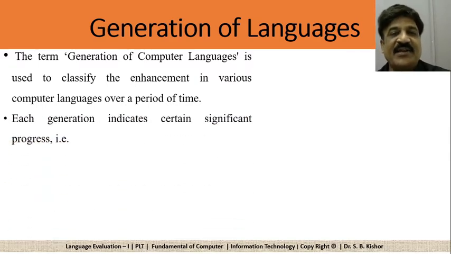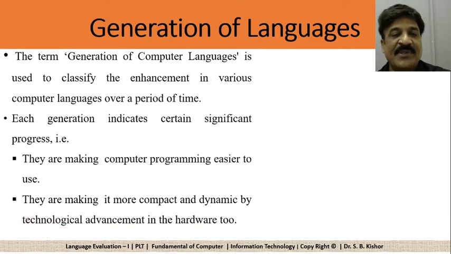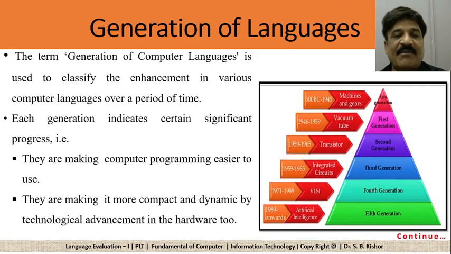So each generation indicates a certain significant progress. By means of what? They are making computer programming easier to use, and not only that, they are making it more compact and dynamic by technological advancement in the hardware sector too. It is not only the advancement in the software. At the same time, there was a lot of progress taking place in the hardware sector too, and because of that, you are finding that so many changes are occurring day by day. Over a period of time, you have used vacuum tubes, transistors, integrated chips, and so on. Now we have reached the phase called artificial intelligence, where we provide a computer with intelligence and the computer will be able to think like a human.